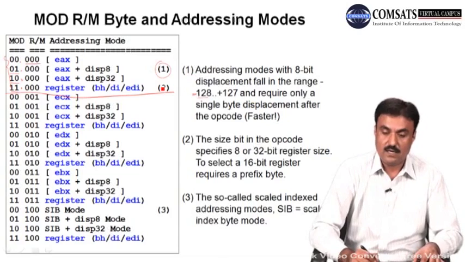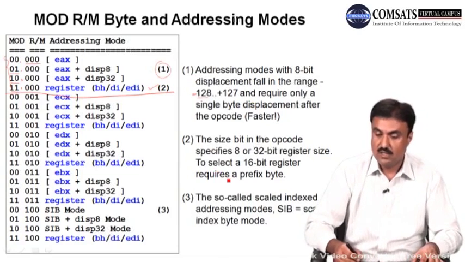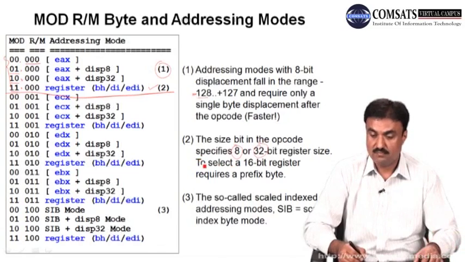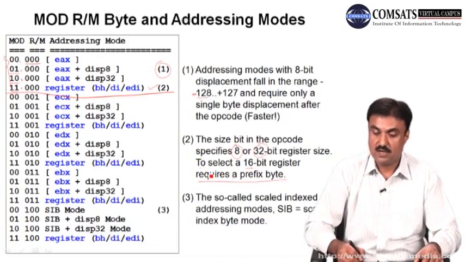On the other hand, in the second one, the register addressing mode, the size bit in the opcode specifies whether we're using 8 or 32-bit register size, as we mentioned. To select 16-bit registers, it requires a prefix byte.